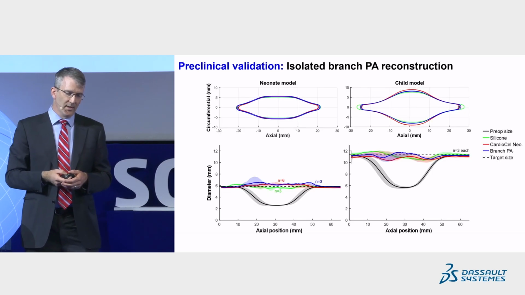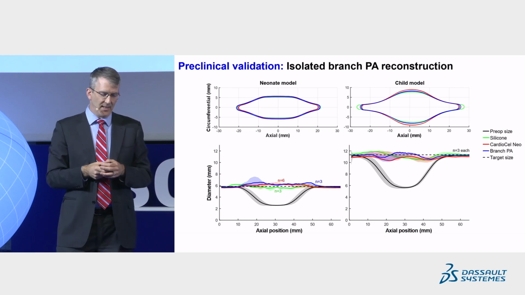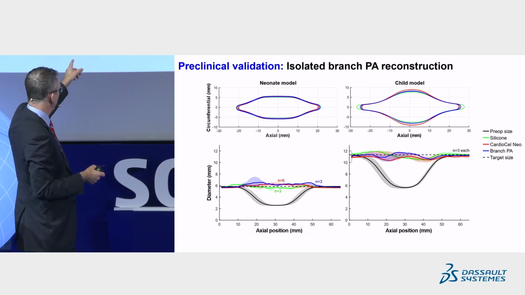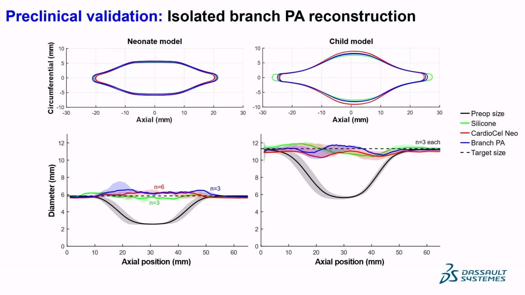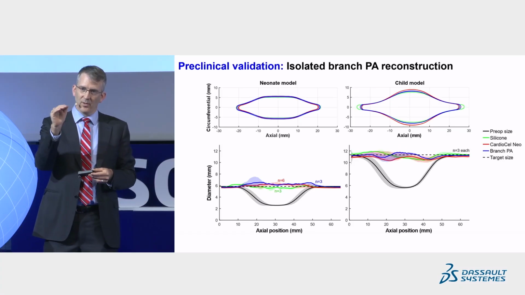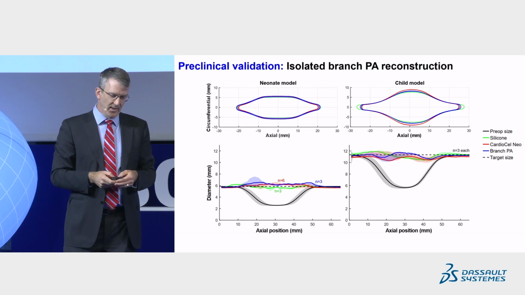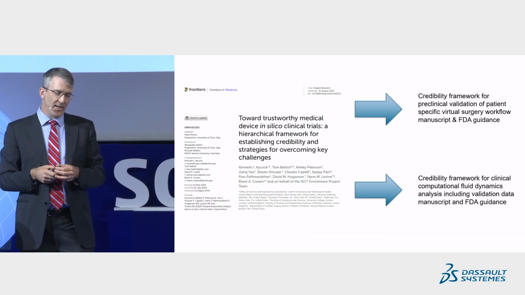So if you look here for both a neonatal pulmonary artery and an infant pulmonary artery size, what you can see here are the shapes of the two different patches, and then on the bottom are the diameter profiles, with the black, of course, being the stenosis before it was resolved, the target shown in the dashed line, and then the colors highlight the different patch materials. So we've been able to work out all the details of the biomechanics and the geometry and the suture take-up to really get a very predictable pulmonary artery size. So we're in the process of moving that towards clinical implementation.